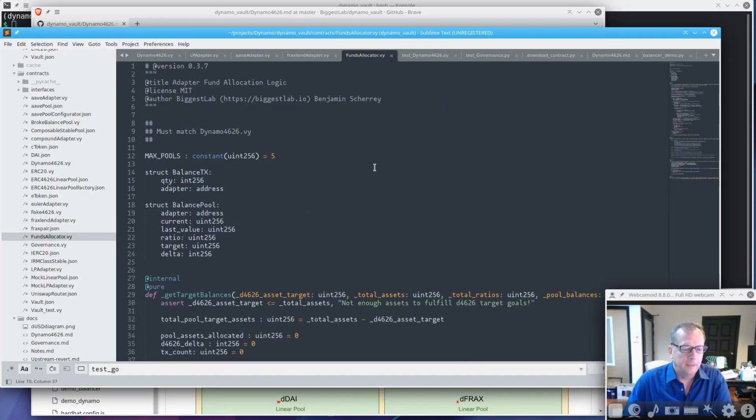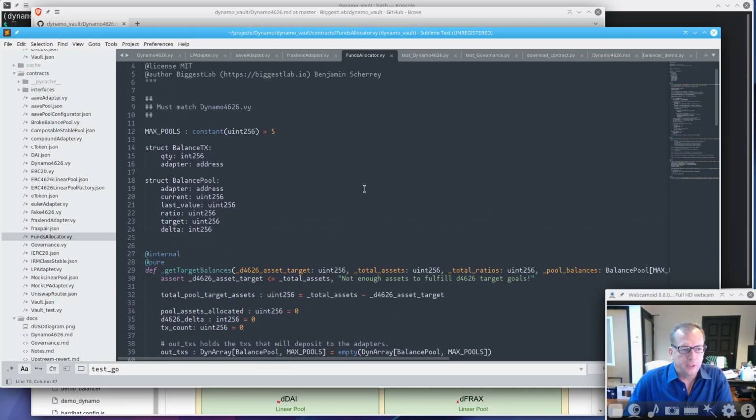The funds allocator, we separated that out because this is where the logic goes whenever you're rebalancing the vault, and that can be done through a direct explicit call to rebalance the vault, or anytime you move funds in or out of the vault automatically generates a set of transactions that is the optimal way of moving funds to achieve the ratio balance that's established by the strategy. So anytime you move funds in and out, the system gets rebalanced.